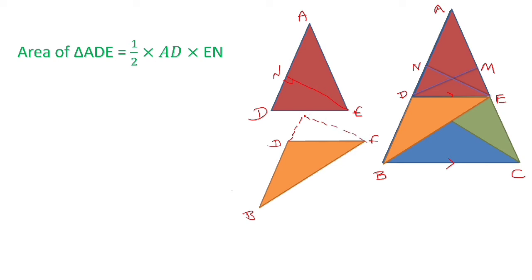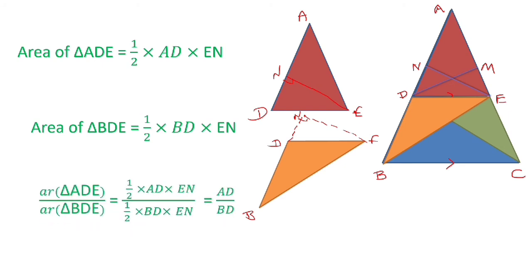Now another triangle BDE: if you take BD as base, EN is height. Now area of triangle BDE is equal to half into BD into EN. Now take the ratio of these two triangles. Area of triangle ADE by area of triangle BDE is equal to half into AD into EN by half into BD into EN. 1 by 2 gets cancelled, EN gets cancelled. Here remains AD by BD. Let this one be the first equation: area of triangle ADE by area of triangle BDE is equal to AD by BD.